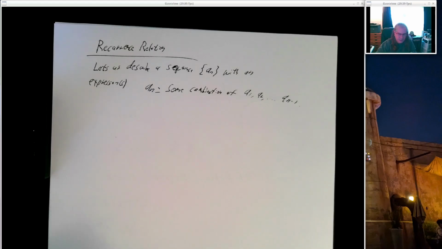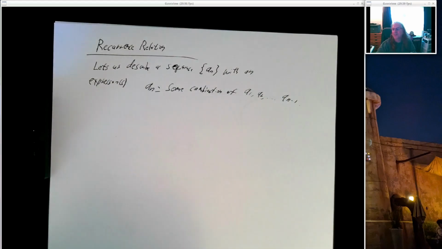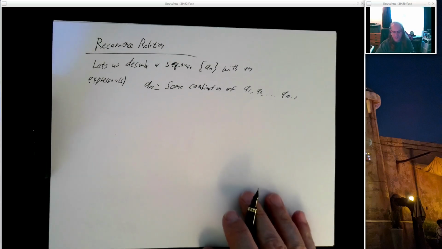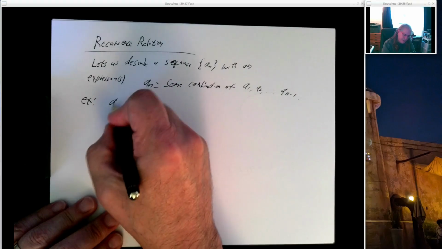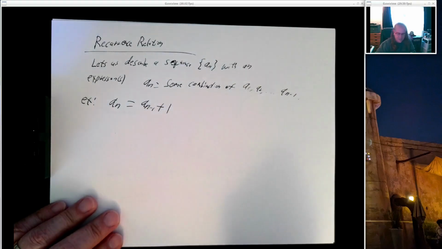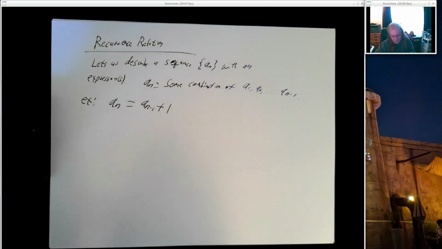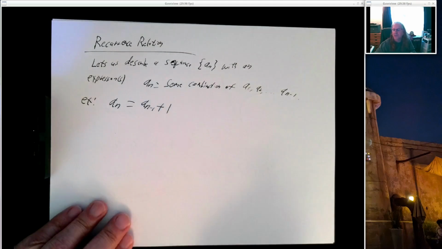Okay, a recurrence relation is an expression that lets us define the nth term as some combination of the first n minus 1 terms. For example, I could say a subscript n equals a n minus 1 plus 1. So the nth term of my sequence is just the previous term plus 1 more.